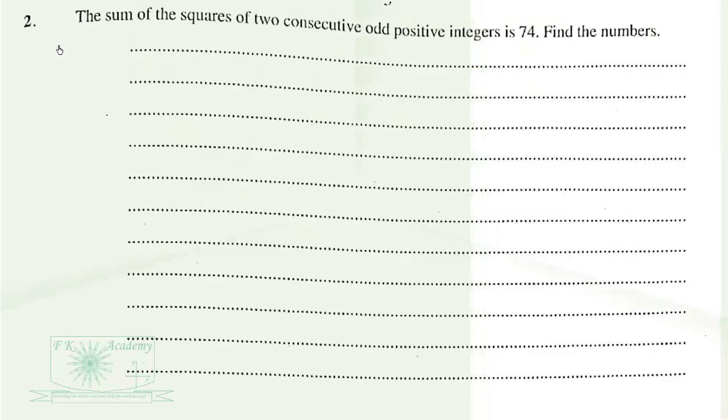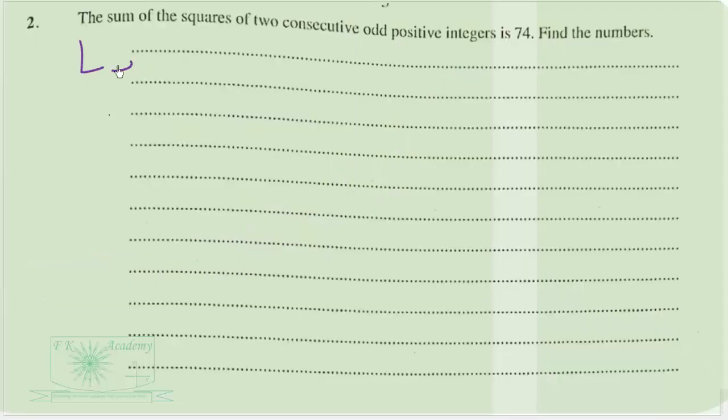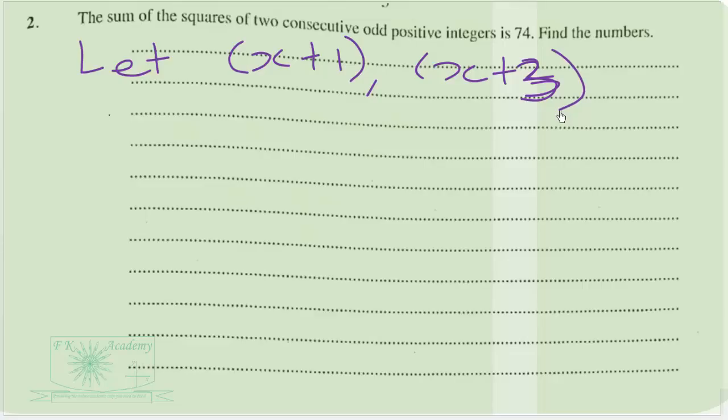The sum of the squares of two consecutive odd positive integers is 74. Find the numbers. Let the consecutive integers be x plus 1. So we let x be an even number, then x plus 1 will be an odd number. The next odd number will be x plus 3. So these are consecutive odd numbers. And we're told that the sum of their squares.